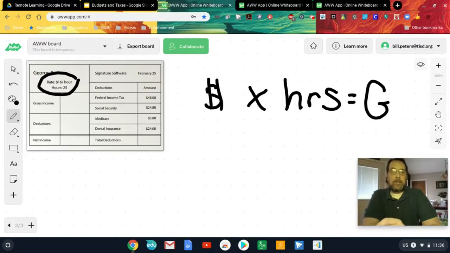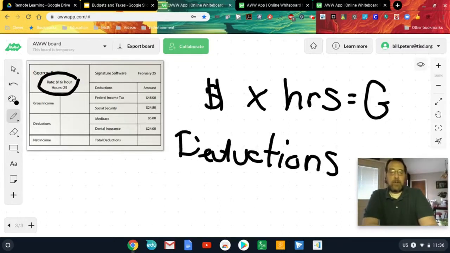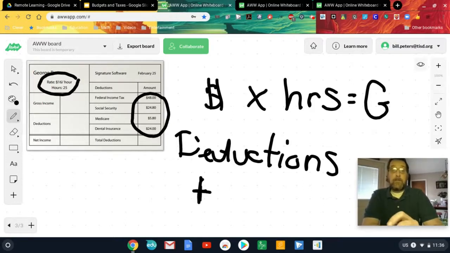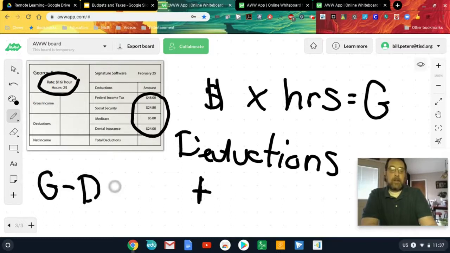Now, for our deductions, we're going to add. So we add all the deductions together, and here are our deductions right here. Once we've added all the deductions together, then we are going to subtract from our gross income, and that will give us our net income. So gross income minus deductions equals net income.